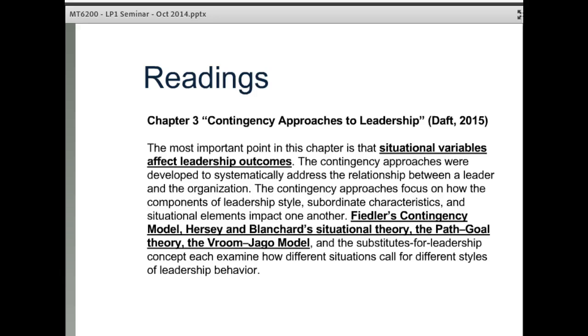We'll talk about different theorists, from Fiedler's contingency model, to Hersey and Blanchard, and the Vroom-Jago model. So we'll talk about all of these different theories, and it's good to know them. It's good to have an understanding of the models that are available to us to make us better leaders. Maybe not one is perfectly right, but maybe a combination of things that you learn will help you.